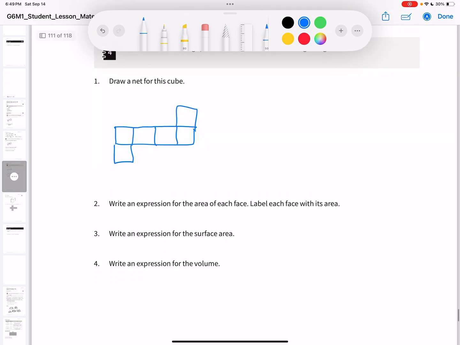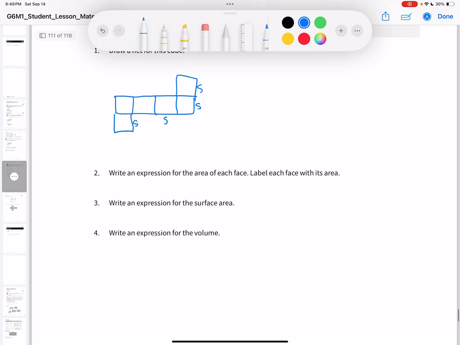Right? So each of these lengths is S, S, S, S, right? So the surface area expression was 6S squared, because each one of these is S squared. Each area is S squared. So write an expression for the volume. Well, we know that volume is length times width times height, or base times height times depth. They're the same thing. So in this case, we have S times S times S.